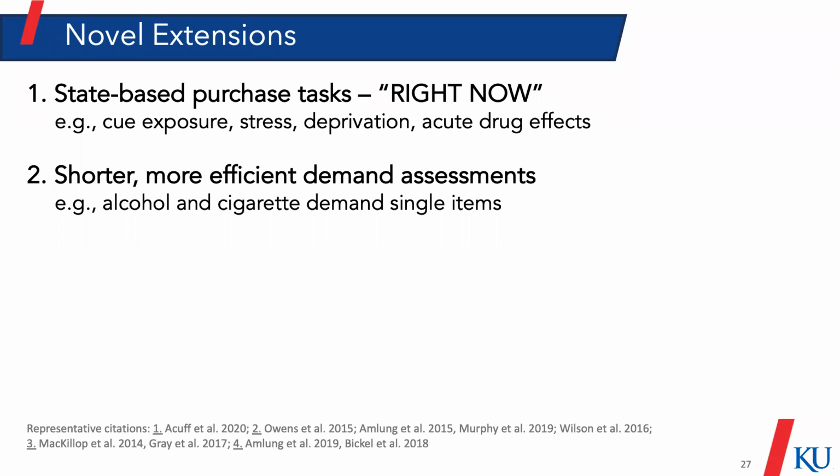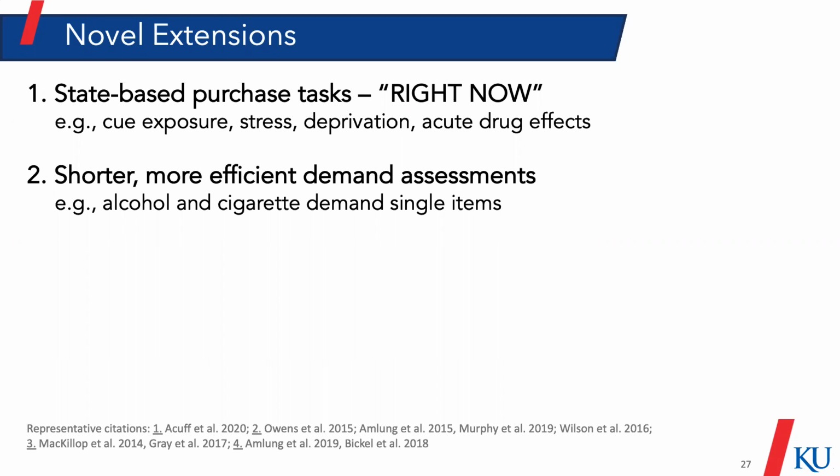Another priority that's been a recent interest is finding shorter, more efficient demand assessments. You may not have the ability or the time to assess 20 prices, a full purchase task. Or if you're doing, for example, as Keenan's work is going to illustrate, an ecological momentary assessment or smartphone-based assessment, you don't have the ability to assess 30 items every time you give them a text message ping, because you have other things you want to assess.